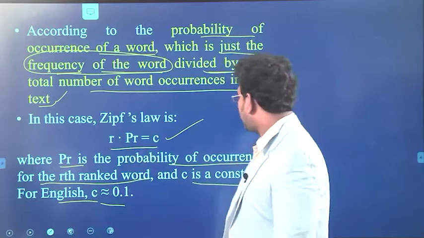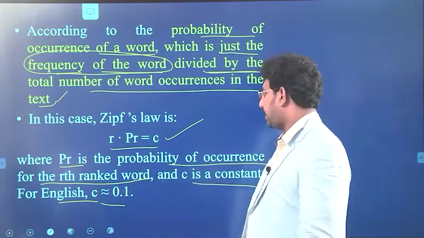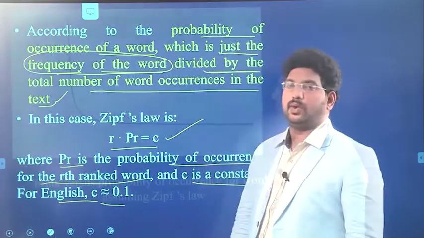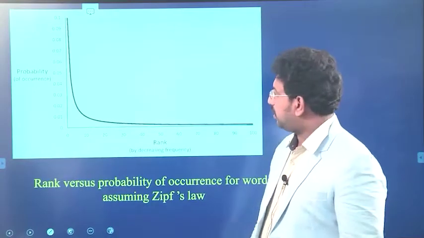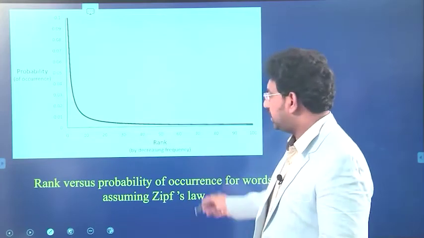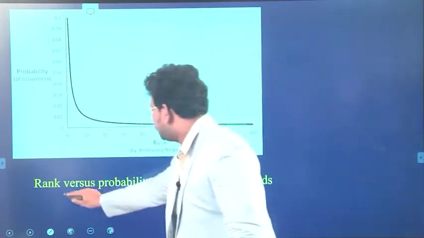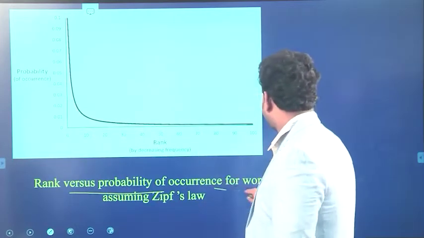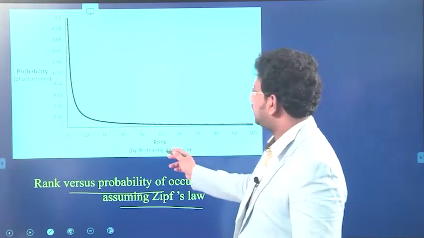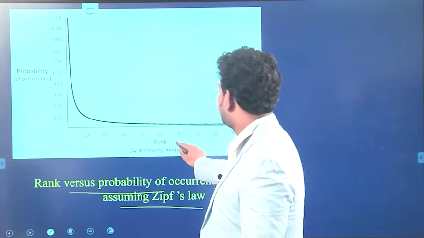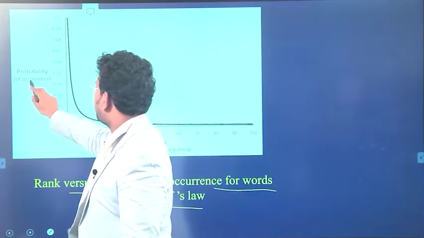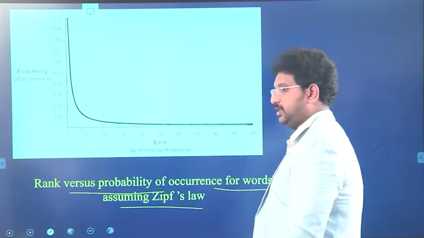Here PR is the probability of occurrence for the rth ranked word, and the constant value is approximately 0.1. If you see the curve, it is a hyperbolic curve. It represents rank versus probability of occurrence for the words, assuming Zipf's law. On the x-axis you have the rank, ordered by decreasing frequency, and on the y-axis the probability of occurrence.